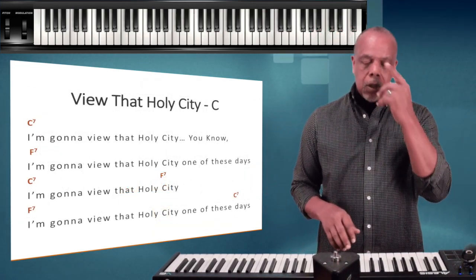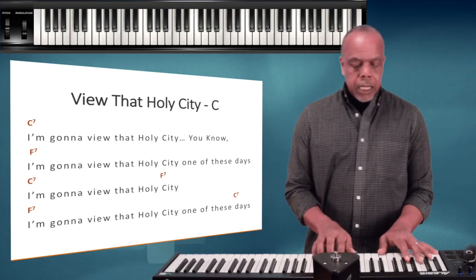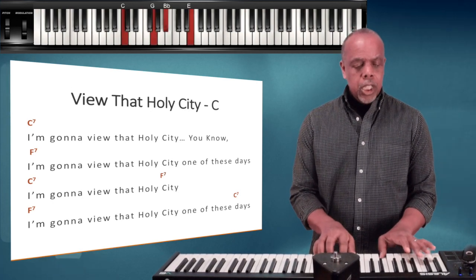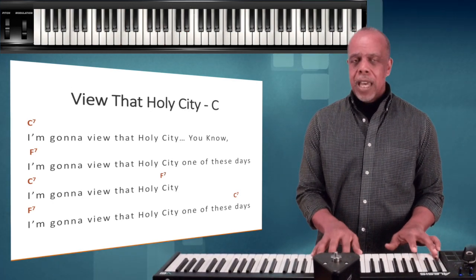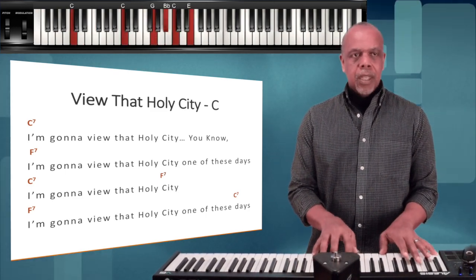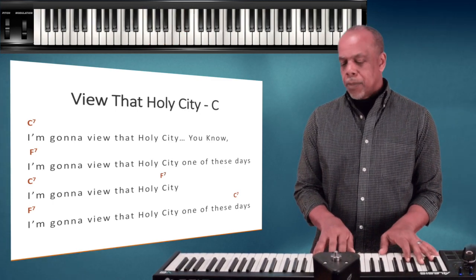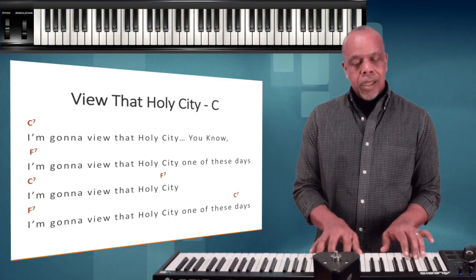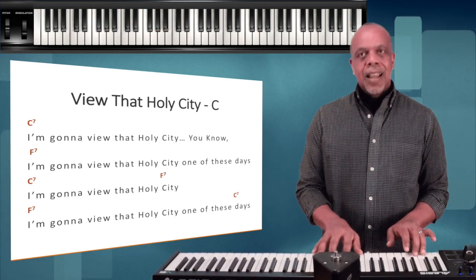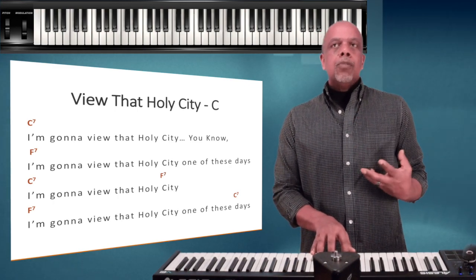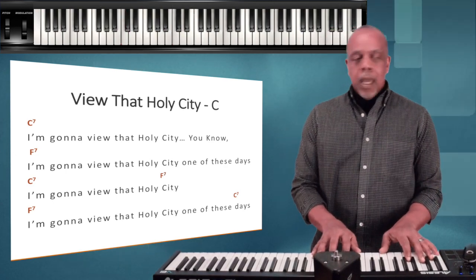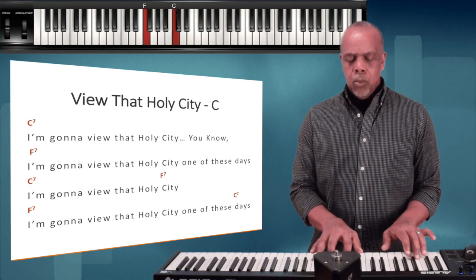If you remember this song, this is an old one, if I can remember the words, it's called View That Holy City. I'm gonna view that holy city, you know how. I'm gonna view that holy city one of these days. That's all seventh. It was a C seventh to an F seventh. The whole song I can play. See? So that seventh is what gives you that jazzy, that blues, 12-bar blues sound. I'm gonna view that holy city one of these days.